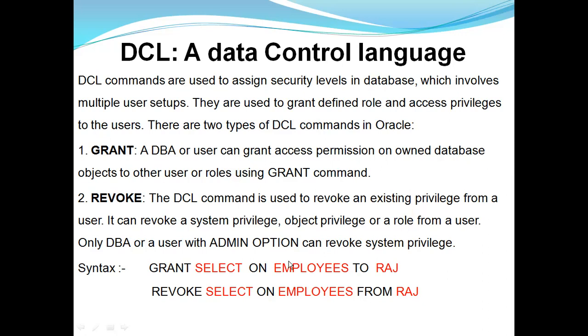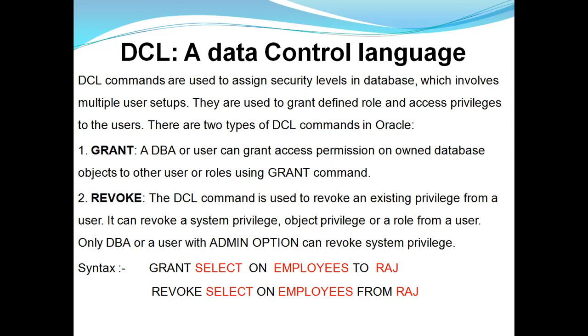Syntax wise, very simple. Grant, keyword, on, keyword, to, keyword. Simple. So we can say grant select on table name, or you can call it object name, to user name. Same thing with revoke. Revoke, privilege name, on, object name, from, user name. So this is what is called a basic DCL.